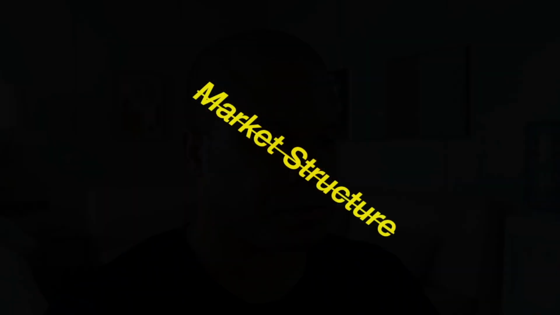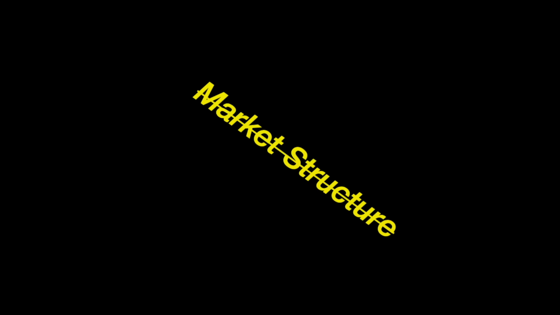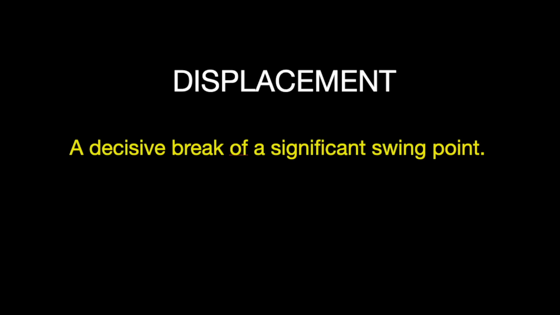You're seeing uptrends and downtrends happening all the time. What I want to help you do is identify much more clearly if you're witnessing a market structure shift, and whether you need to pivot, or be buying instead of selling, or vice versa. So how can we determine this? I have one word for you, and that is displacement. What is displacement? Displacement is a decisive break of a significant swing point.